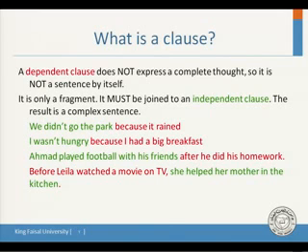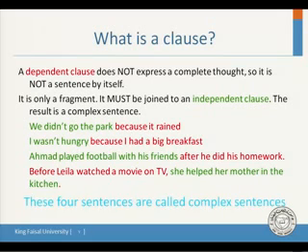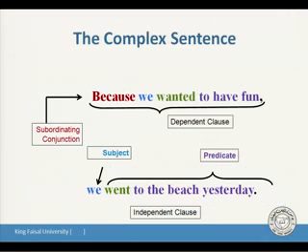Again, look, we have some green clauses and other clauses in red. The clauses in red are dependent clauses. What do you mean by dependent? A dependent clause is like a child. It needs help. The independent clause is a complete sentence. Now put them together and we have what? A complex sentence. So all these sentences are complex sentences. I hope this is clear.